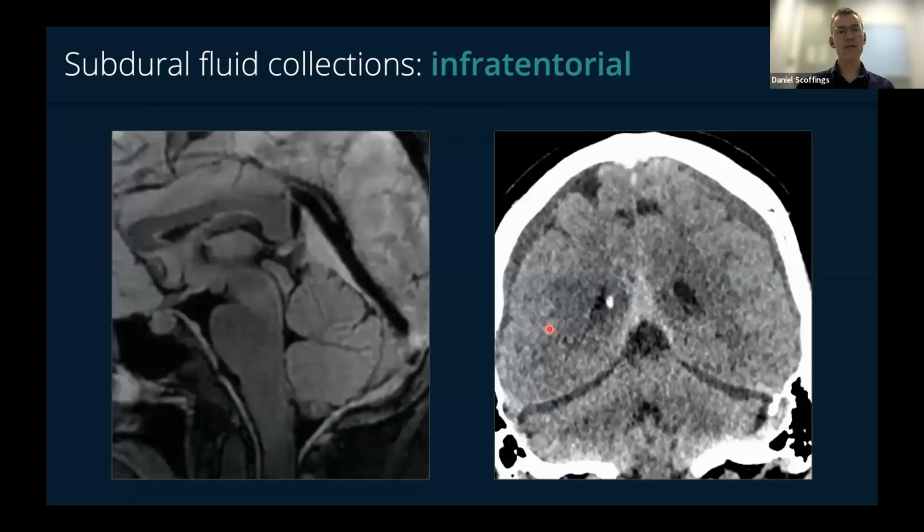As I've mentioned, infratentorial collections are quite common in SIH and they're not that common with trauma. So when I see someone who's got bilateral subdural collections and there's also fluid under the tent, then I'm raising the specter of SIH as the cause.